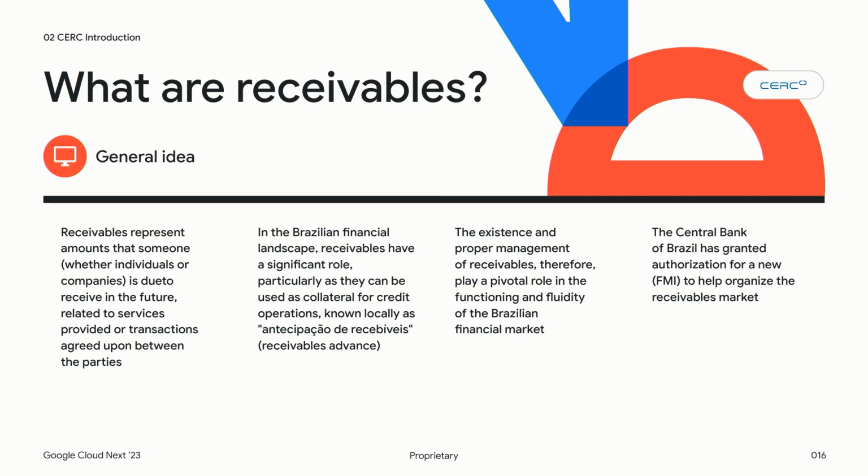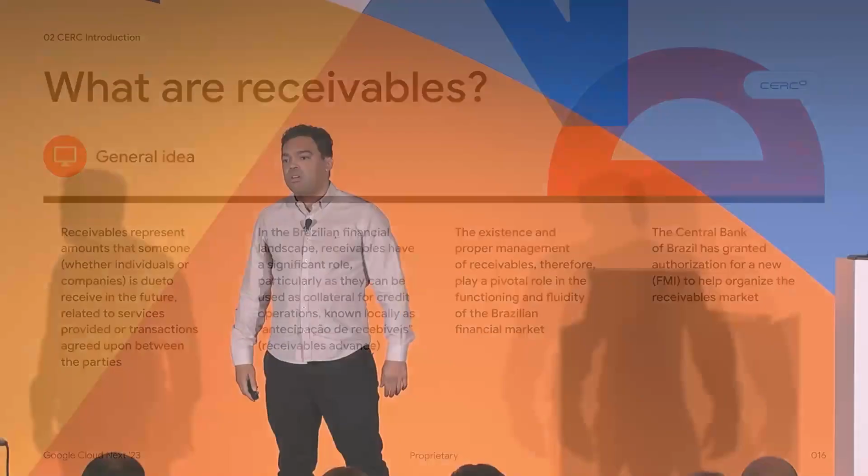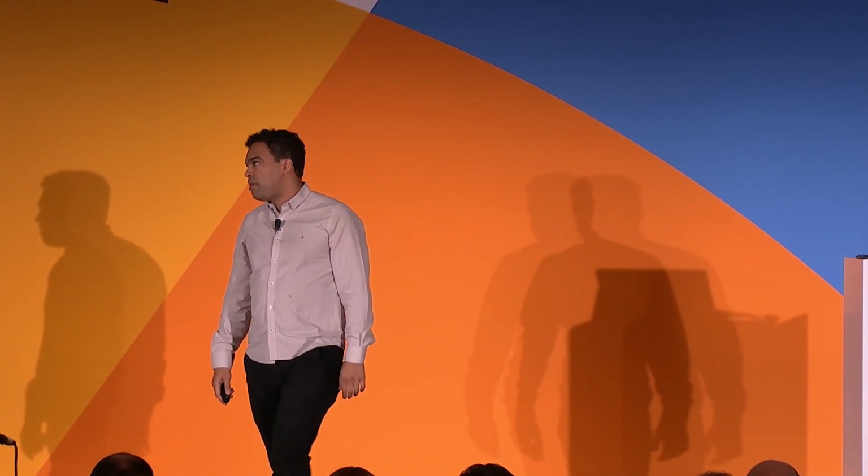And we started to study this market in 2015, and we applied for authorization to the central bank to try to organize this market. The central bank gave us authorization in 2017, and we started to work as an FMI. So for an FMI, you can make a comparison here in the US with the New York Stock Exchange. They organize stocks. We are doing the same, but we are organizing exchanges with receivables.